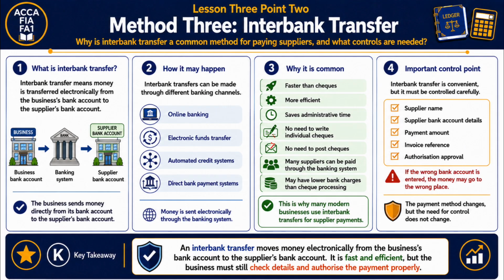Important control point for interbank transfers. Interbank transfer is convenient, but it must be controlled carefully. The business must check supplier bank details. If the wrong bank account is entered, the money may go to the wrong place. So the accounts department should check the supplier name, supplier bank account details, payment amount, invoice reference, and authorization approval. Again, the payment method changes, but the need for control does not change.